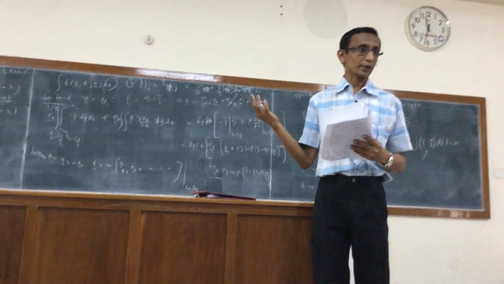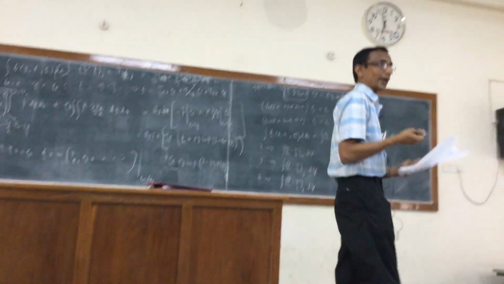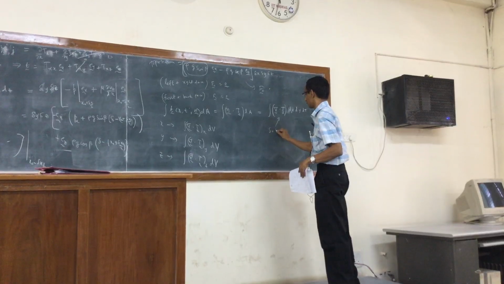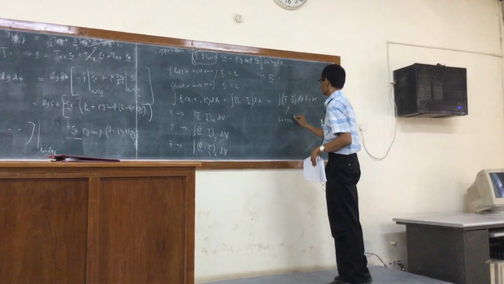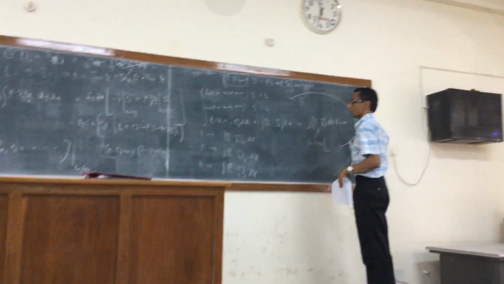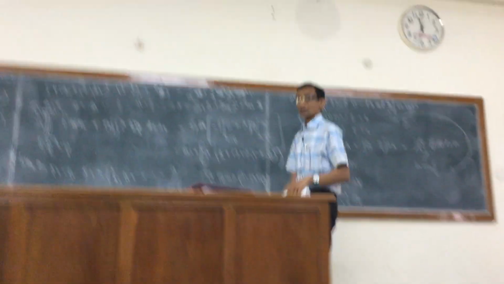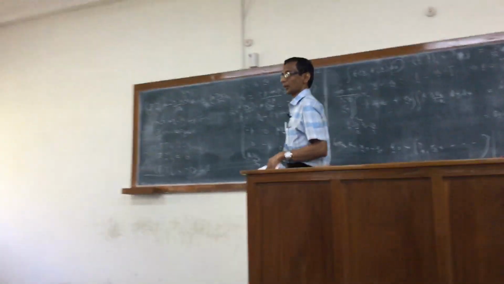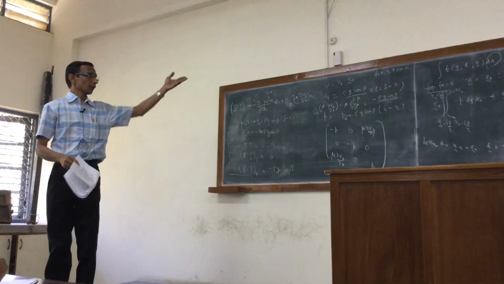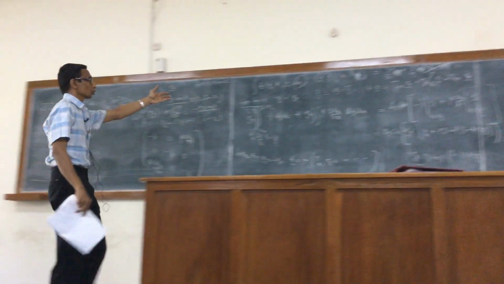But all of them are constant. They are independent of x, y, or z. So we simply get delta x, delta y, delta z times the same quantity. So we verified what the divergence theorem says. It's been verified here.